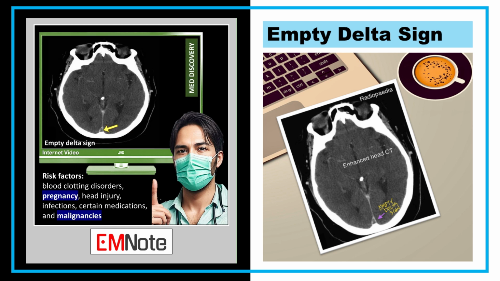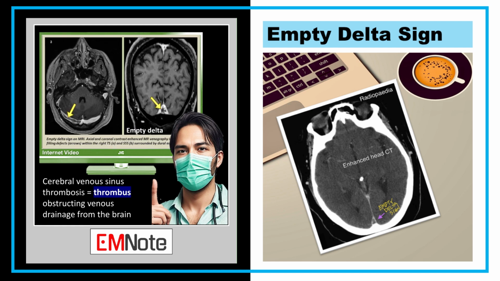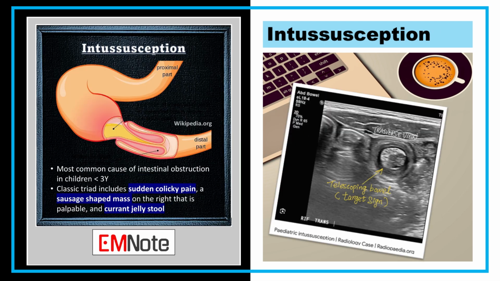Risk factors include blood clotting disorders, pregnancy, head injury, infections, certain medications, and malignancies. Symptoms typically include severe and persistent headaches, seizures, focal neurological deficits, papilledema, and altered mental status. Treatment primarily involves anticoagulants to prevent further clot formation and promote clot dissolution, with surgical intervention considered in specific cases.